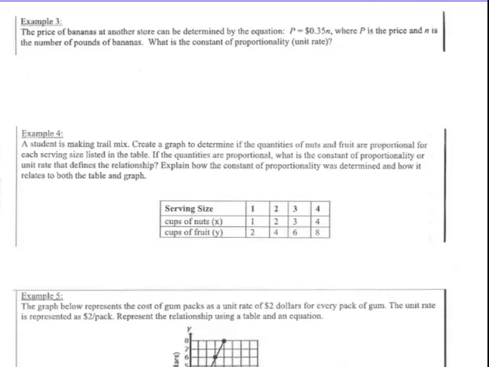Onto the next page, price of bananas again. The price of bananas at another store can be determined by the equation P, where P is the price, equals 35 cents times N, and N is the number of pounds of bananas. What is the constant of proportionality or the unit rate? Well, here, instead of doing Y divided by X equals K, they're solving in the form Y equals KX. Remember, you could write it either showing the division, Y divided by X equals K, or its equivalent form. If I take K and multiply it by X, I'll get Y.